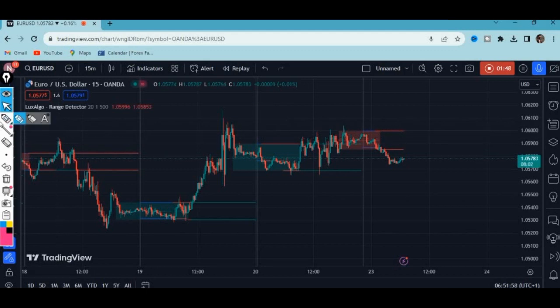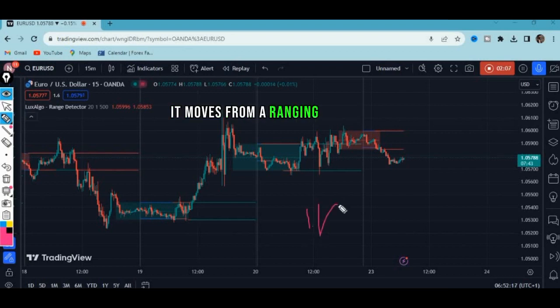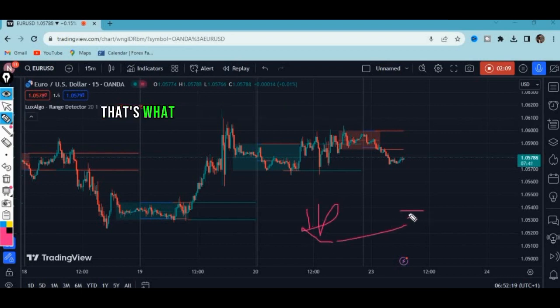Okay guys, I have to tell you we do have types of ranges, close to each other and far from each other. I don't want to talk about that because I've already talked about it. What you're just going to do on the chart is identify which kind of range you have. And guys, the cycle of the market you're supposed to know: number one, it moves from a ranging market to a trending market. That's what you're supposed to keep in mind whenever you are using this indicator.